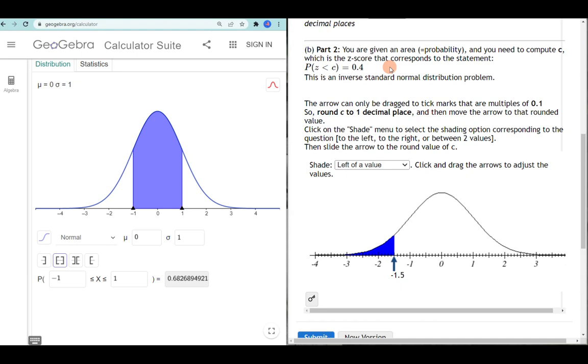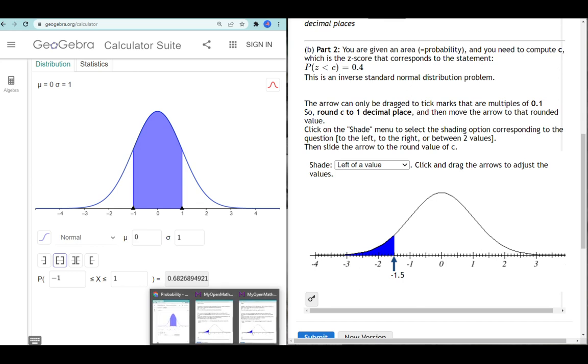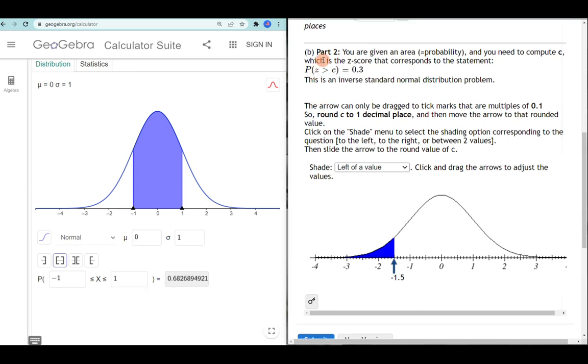and finding the probability. To do this, we're going to need to use this probability calculator, which can compute inverse functions as well. If you don't know how to access this probability calculator, watch my video about finding probabilities with the normal distribution. All right, let's look at two sample questions concerning this. We're given an area, which is a probability, and we want to compute c, the z-score that corresponds to this statement. The probability that z is less than c is equal to 0.4. We will also consider the situation when the probability of z is greater than c, in this case is 0.3.